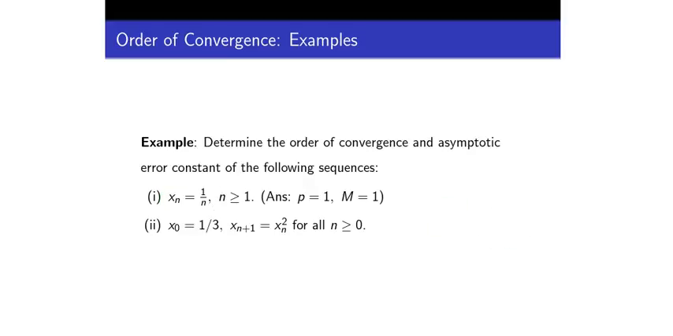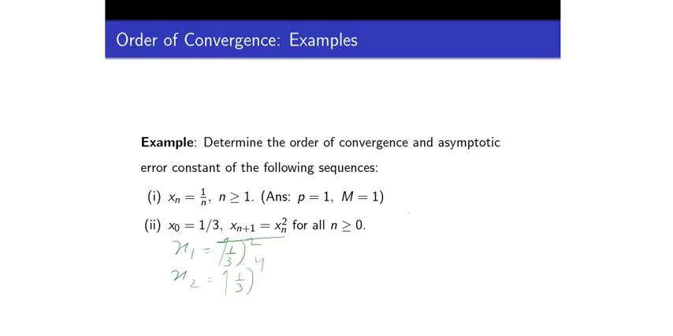For the next case, let x_0 equal 1 by 3 and x_(n+1) equal x_n square. If you carefully look at this sequence, x_1 is x_0 square, which is 1 by 3 square. x_2 is x_1 square, which is 1 by 3 to the power 4, and so on. So it's a geometric series with common ratio r less than 1, and it will converge to 0. That's very clear.